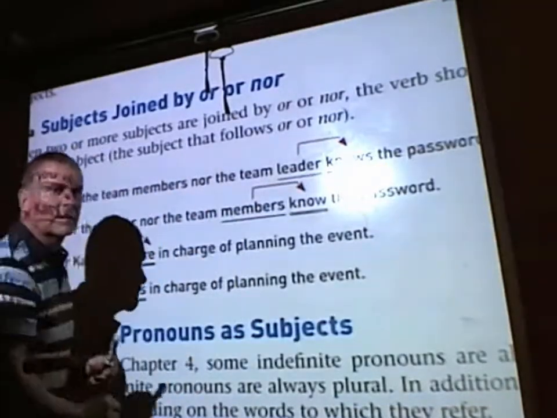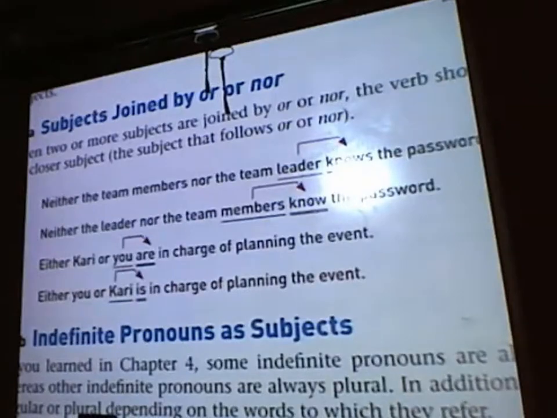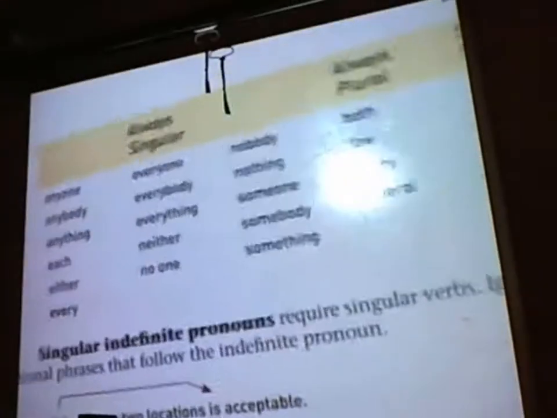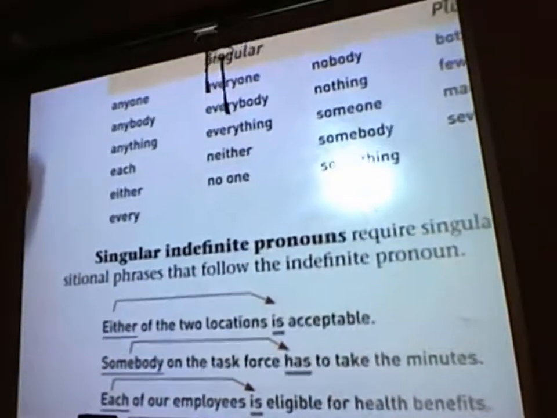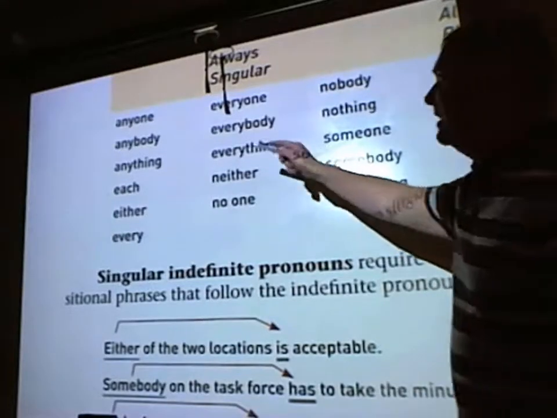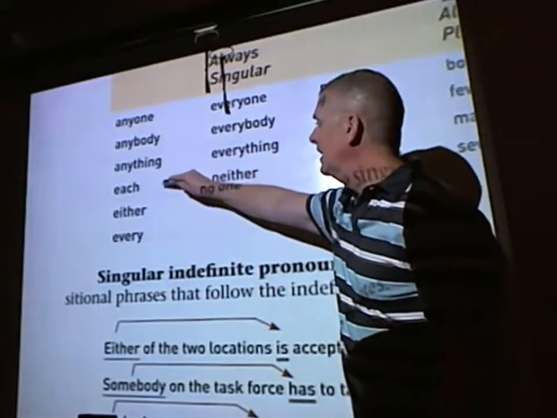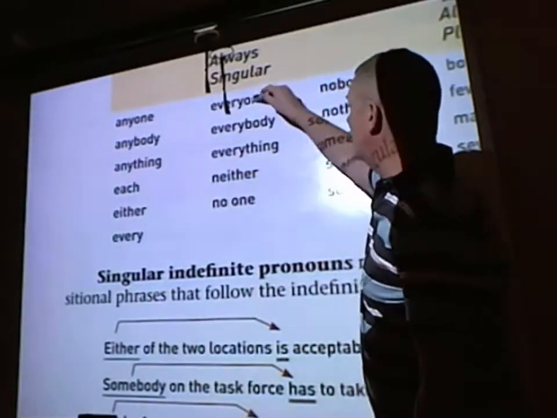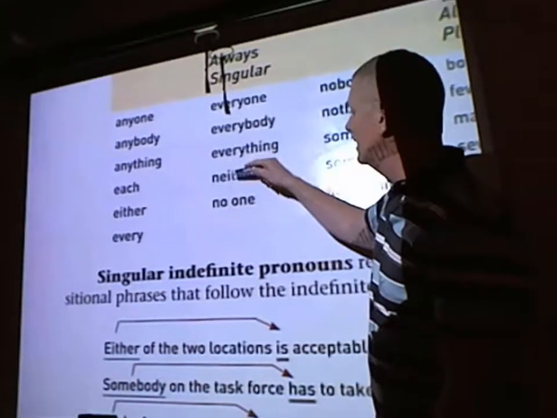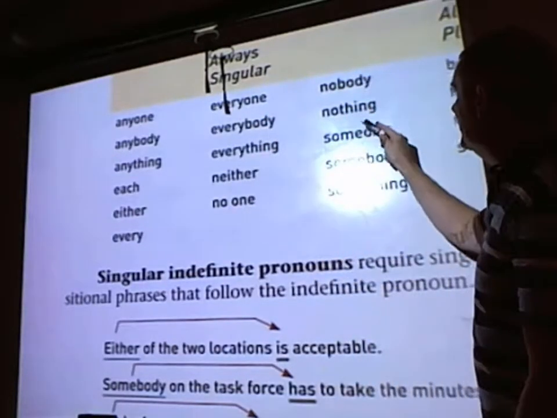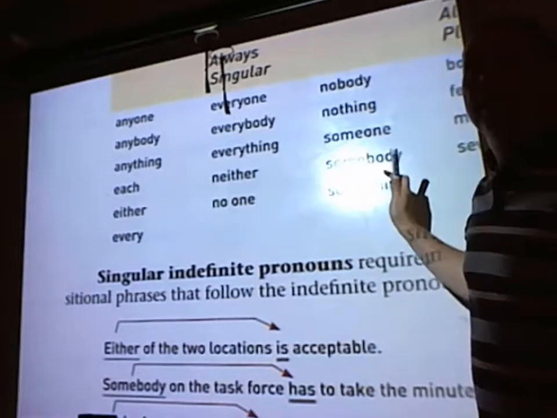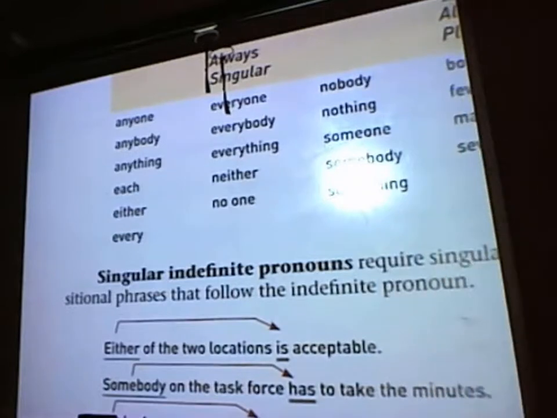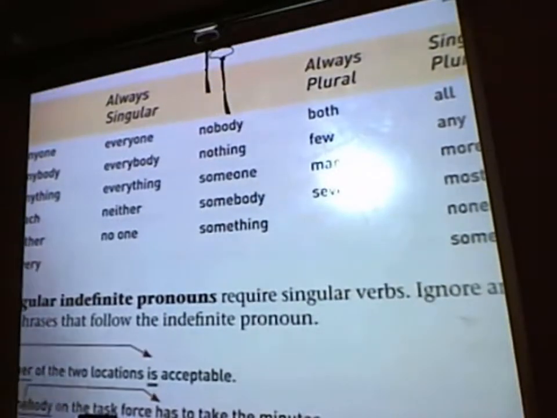Okay, here are indefinite pronouns that are always considered to be singular. That would be anyone, anybody, anything, each, either, every, everyone, everybody, everything, neither, no one, nobody, nothing, someone, somebody, and something. These are always singular. This next column shows those pronouns that are always plural. There's only 4 of them: both, few, many, and several.